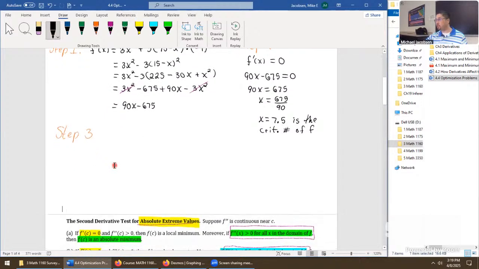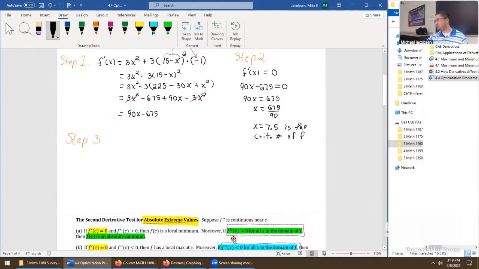Step 4 is just going to be our conclusion. But in step 3, all it's asking us to do is calculate the second derivative and show it's positive for all x. So here's the first derivative. The second derivative is based off differentiating that 90x minus 675. So f double prime of x is 90. Our job is done.